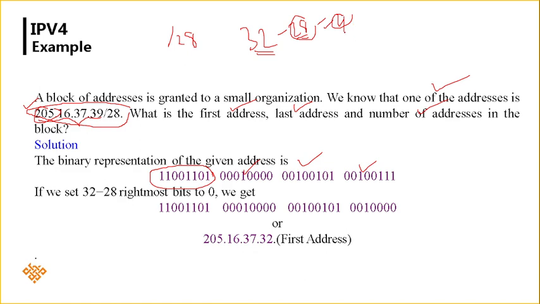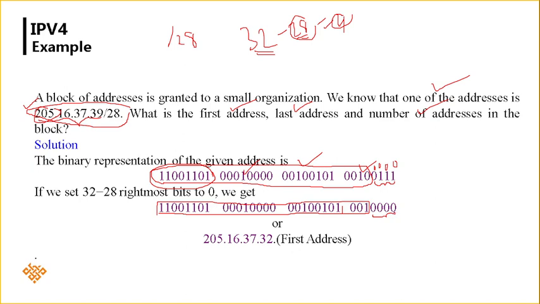Among those 4 bits, which will be the starting address now? These are the 4 bits among 32, and these are all reserved for the host. So the first address will be all zeros only. Out of 32, these 28 bits are reserved for the network ID, which we should not touch. This is for network naming. Only these 4 bits are reserved for the host ID. So the first address will be 0000 in the last 4 bits. That is what they have written here. The same till here is the network ID, and the last 4 bits have been made zeros.